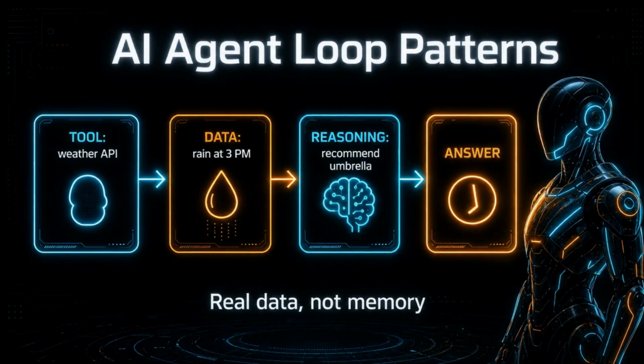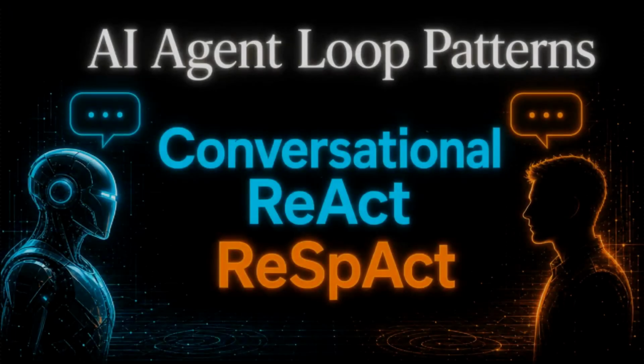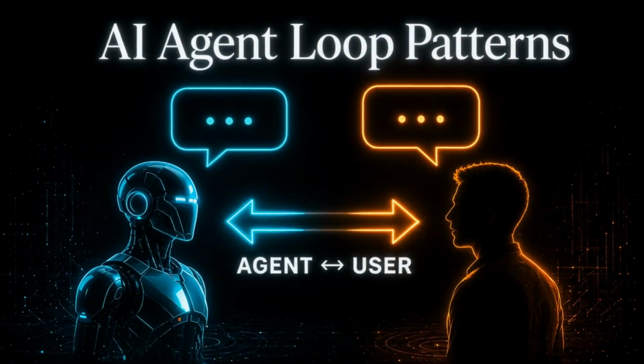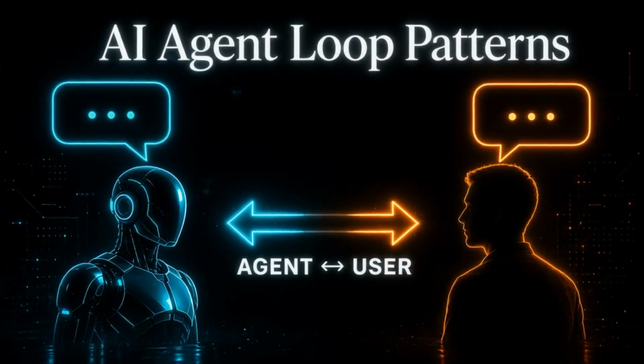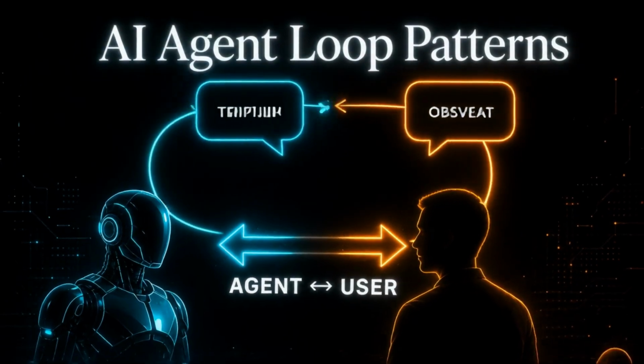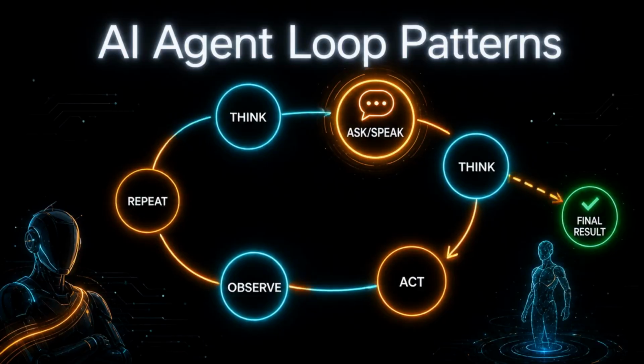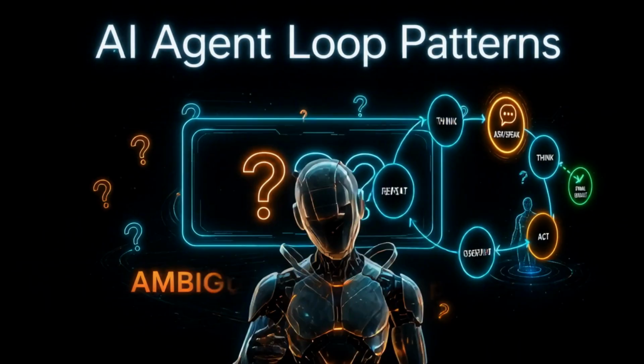The next pattern is Conversational ReAct, sometimes called ReSpAct. This adds one important ability. The agent can talk to the user during the loop. The loop becomes sense, think, ask or speak, think, act, observe, repeat, final result. This is useful when the user request is ambiguous.